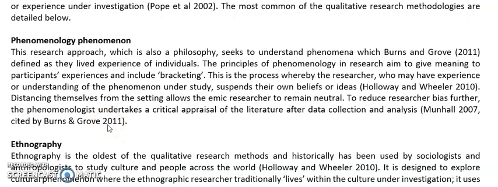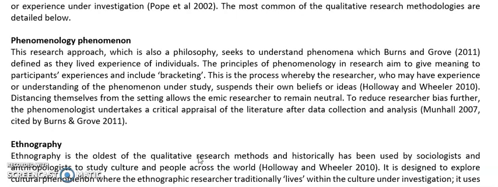Phenomenology. This research approach, which is also a philosophy, seeks to understand phenomena which Burns and Grove (2011) define as the lived experience of individuals. The principles of phenomenology in research aim to give meaning to participants' experiences and include bracketing. This is the process whereby the researcher, who may have experience or understanding of the phenomenon under study, suspends their own beliefs or ideas (Holloway and Wheeler, 2010).